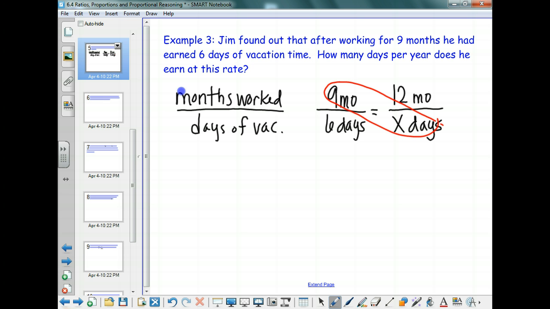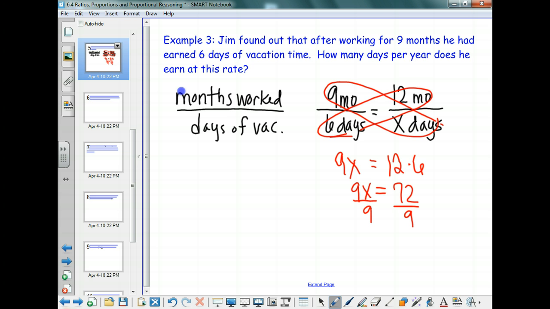So I'm going to go with this diagonal first. This is 9x. Then we're going to go with this diagonal, which is 12 times 6. So what is 12 times 6? 72, okay. 9x is 72, then what? Divide by 9. So what is x? 8 days. Make sense?